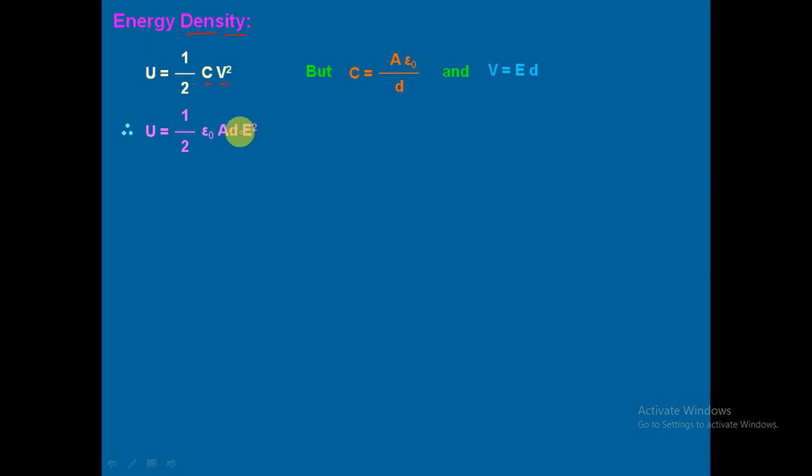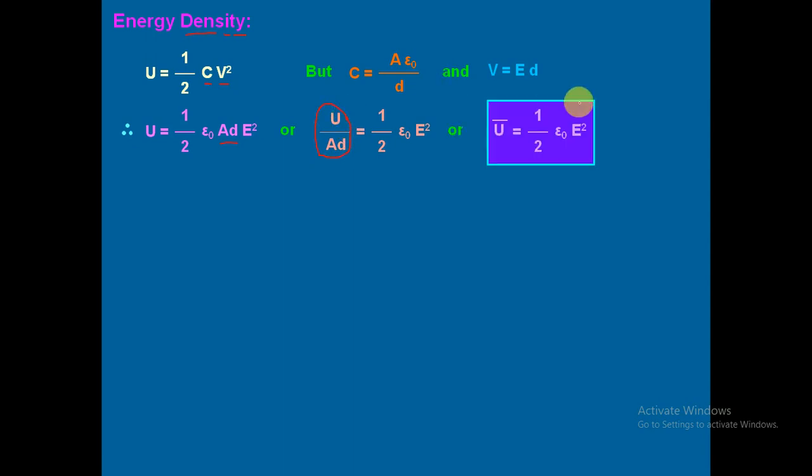Now just see this term, A into D. A is the area of the two plates and D is the distance between the two plates. So this term is basically the volume occupied between the two plates of the capacitor. So energy per unit volume is what? This is half epsilon naught E square. So this term we have got is the energy density.